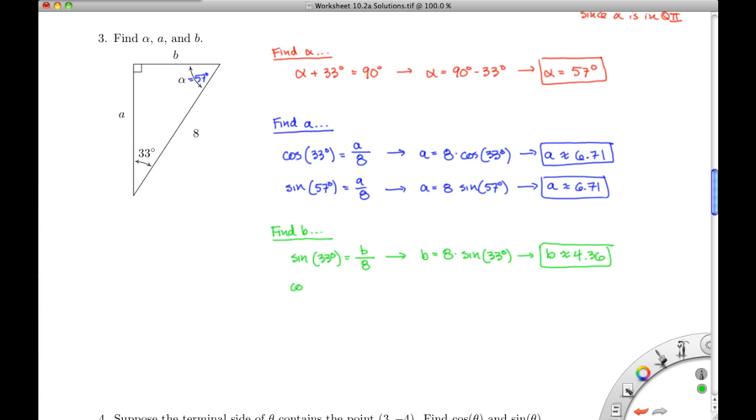Again, we could have used cosine of 57 degrees is equal to B over 8 and gotten the same result. So you've got options. And again, you also could have used the fact that A squared plus B squared is going to be equal to 8 squared. And since we found A, we can solve for B. It'll work out either way.